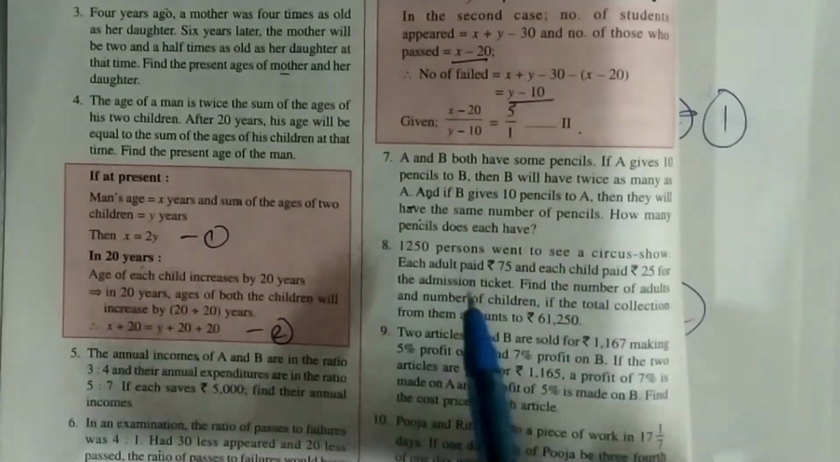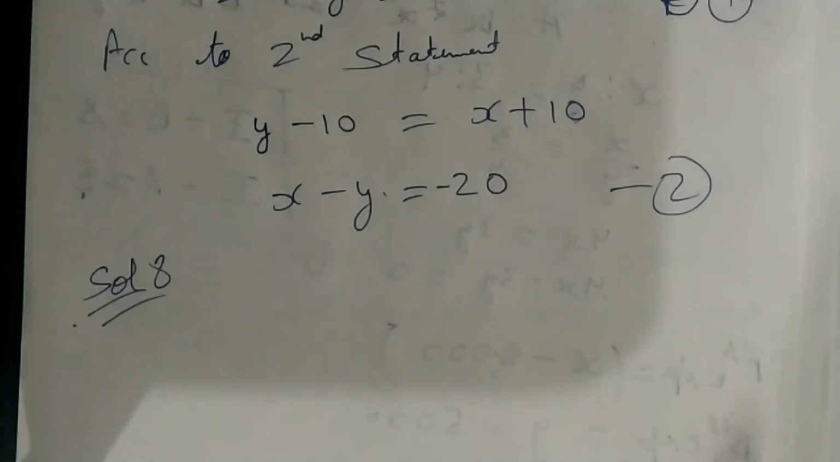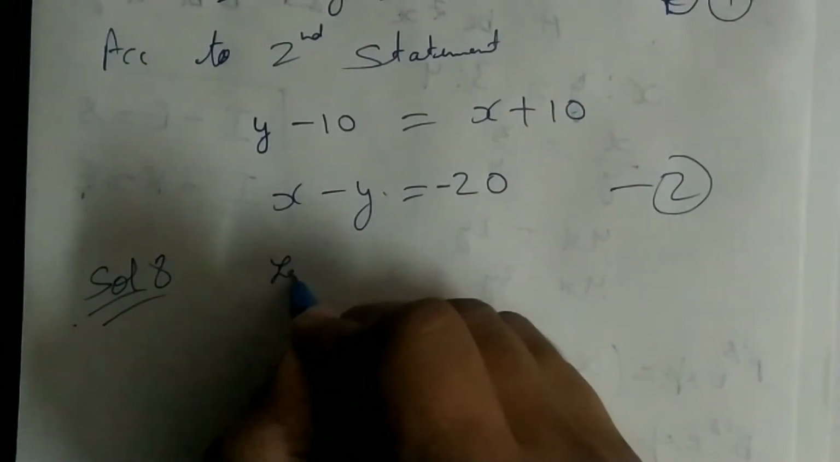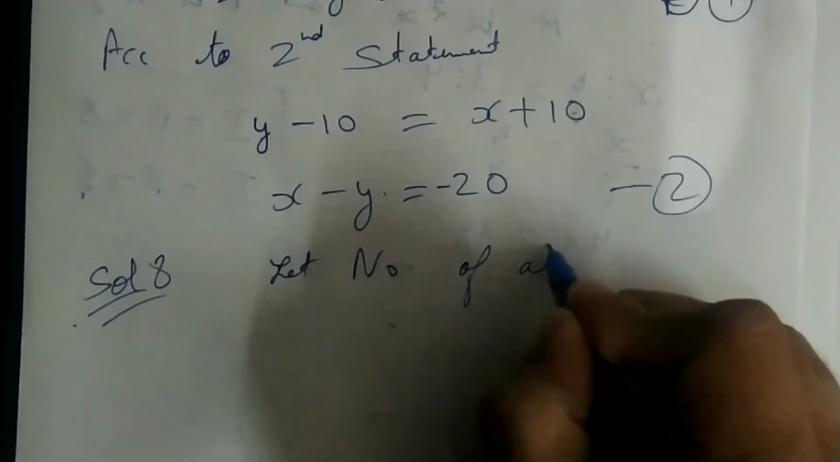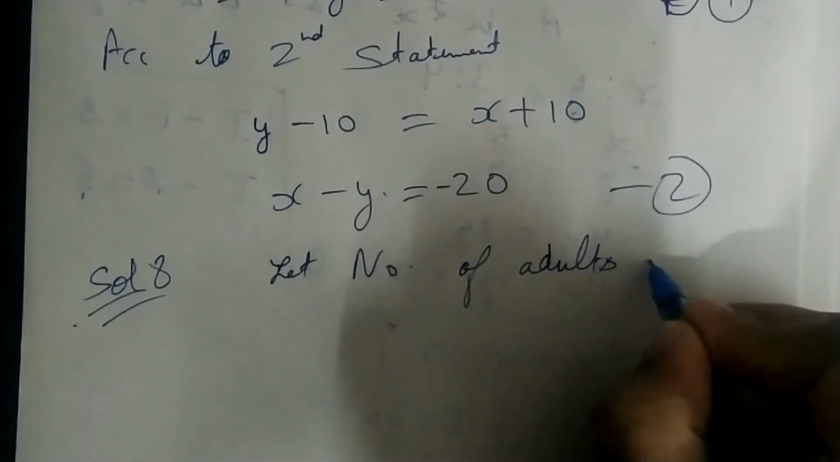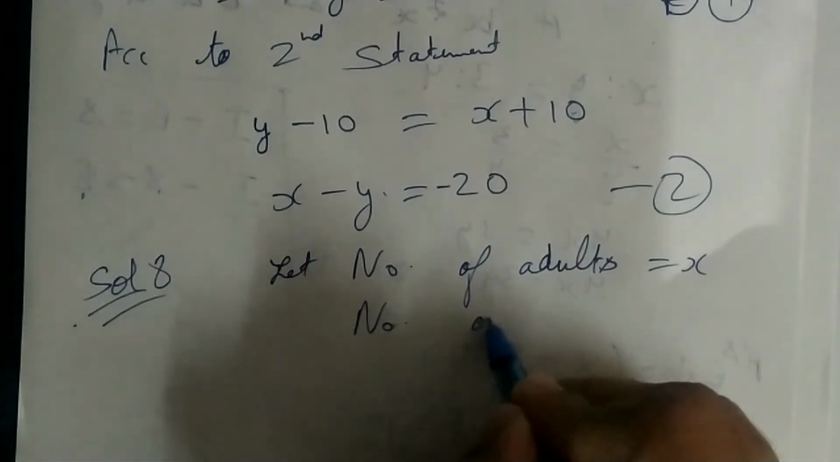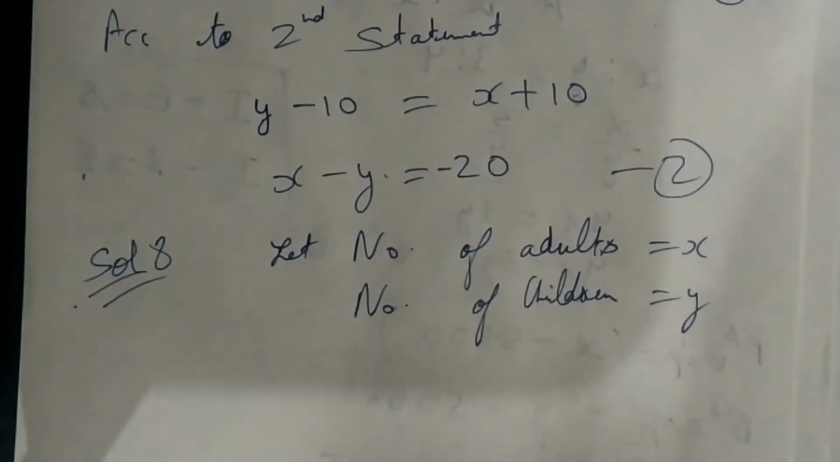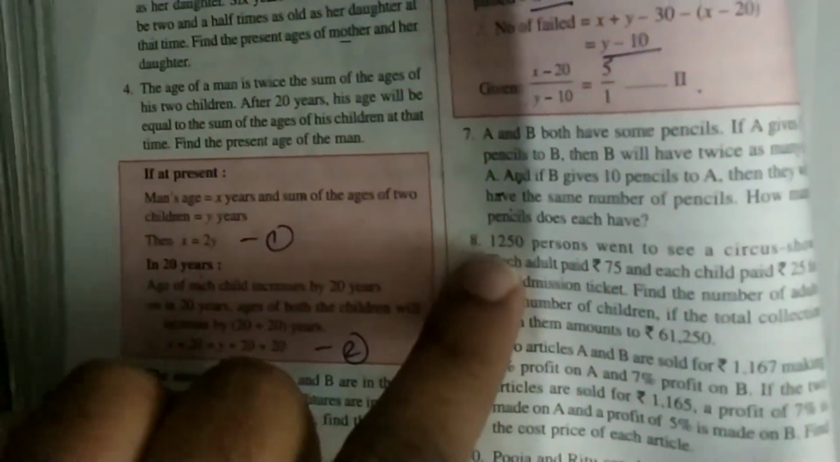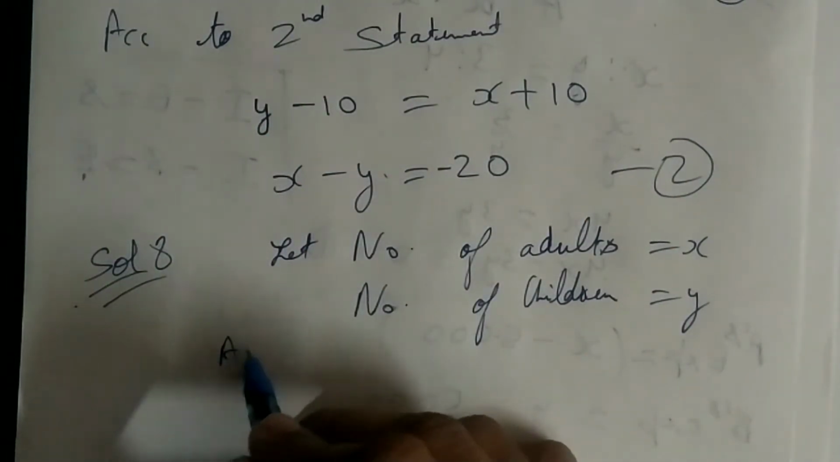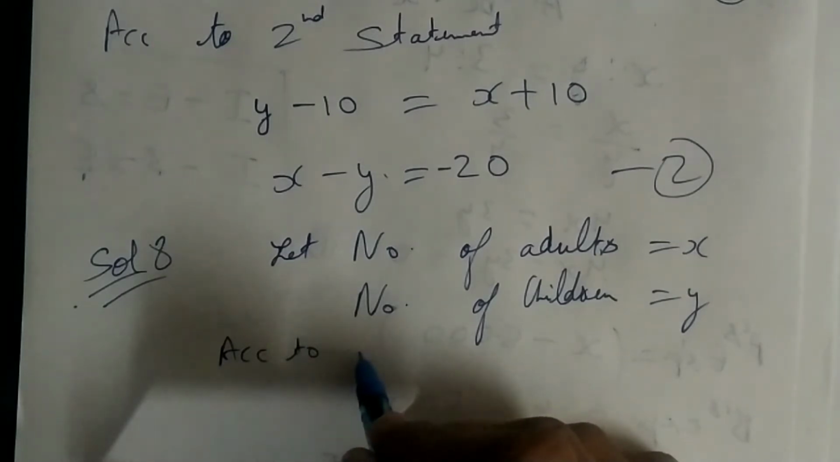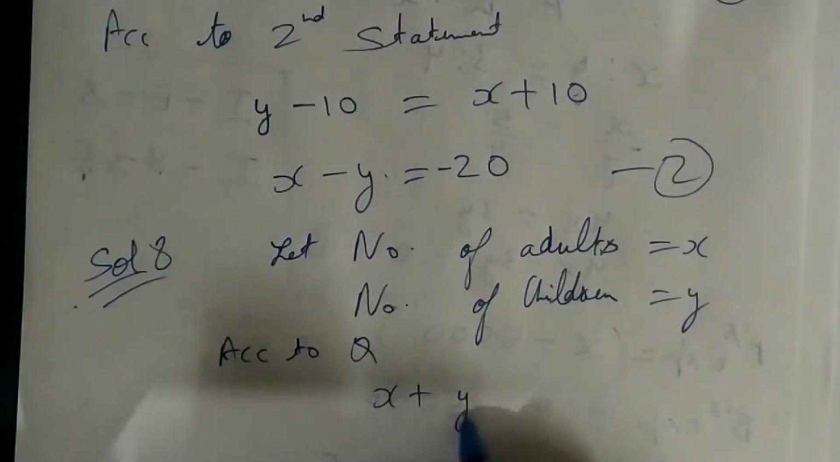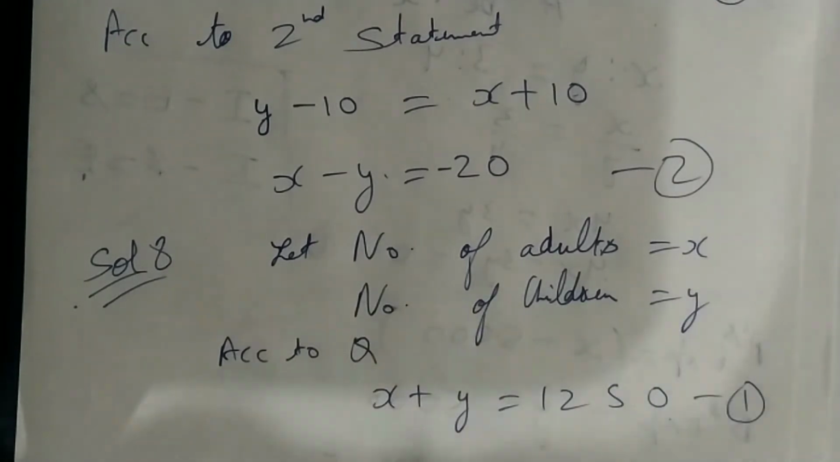Okay, first of all assume that the number of adults that went to the circus was X and the number of children was Y. Let the number of adults be X, number of children Y. Now the total is 1250. That means according to the question, X plus Y is equal to 1250. This is your first equation.